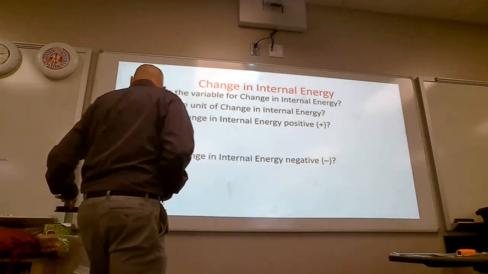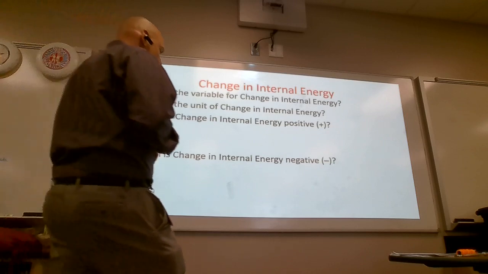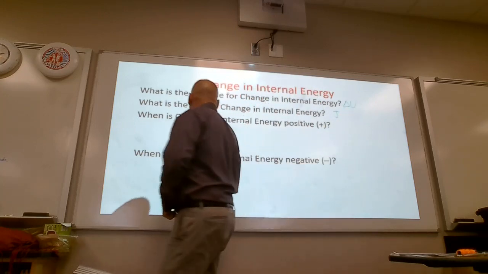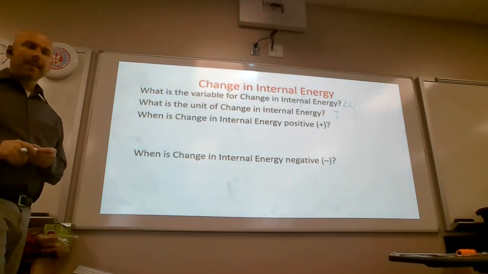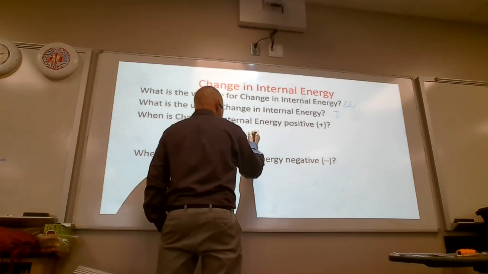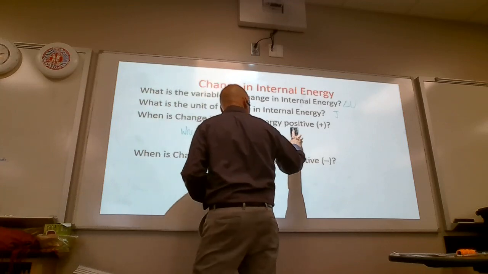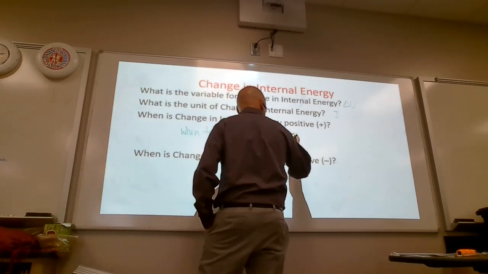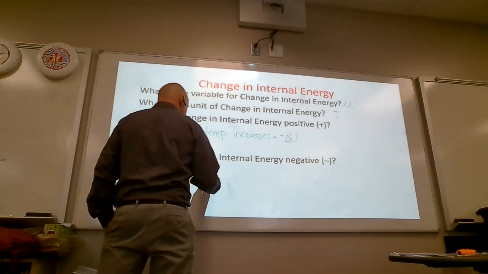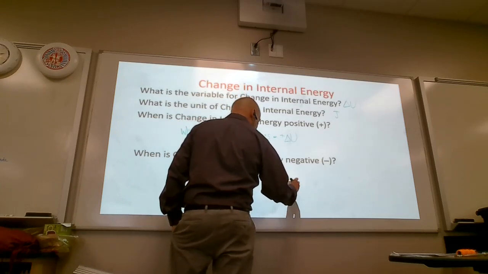With the first law of thermodynamics, there are three measurements that we're going to be focusing on. Change in internal energy is the first. The variable for change in internal energy is delta U. It's energy, so it's measured in joules. When is change in internal energy positive? When the temperature increases, positive delta U. And when temperature decreases, negative delta U.